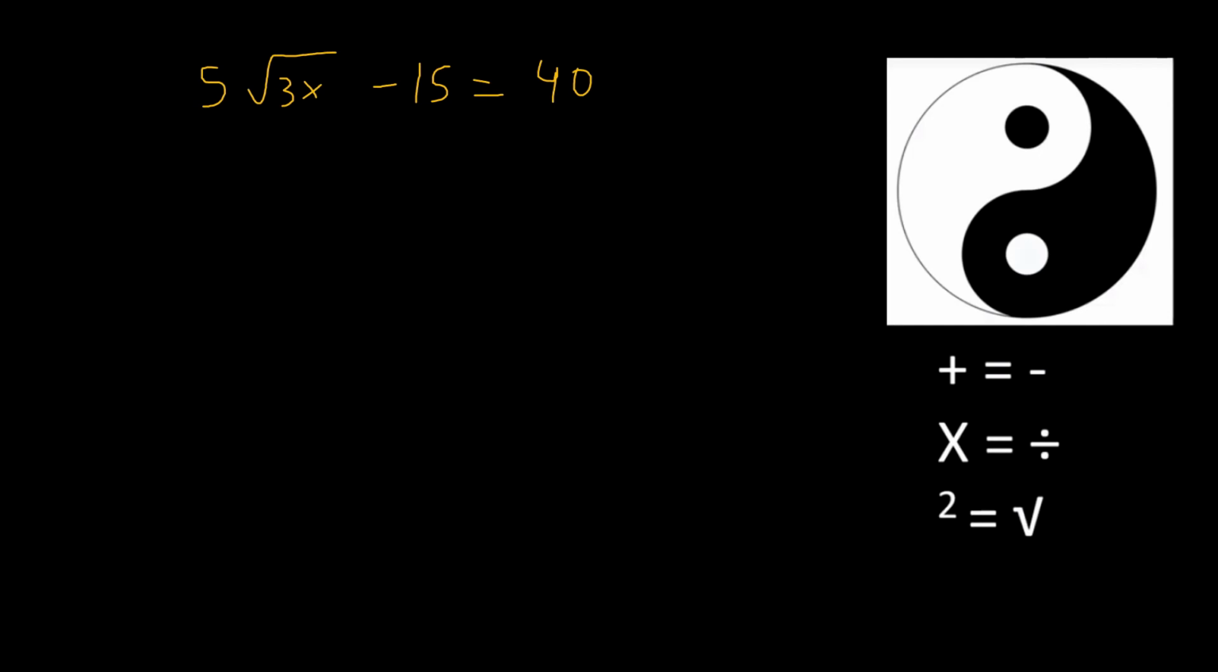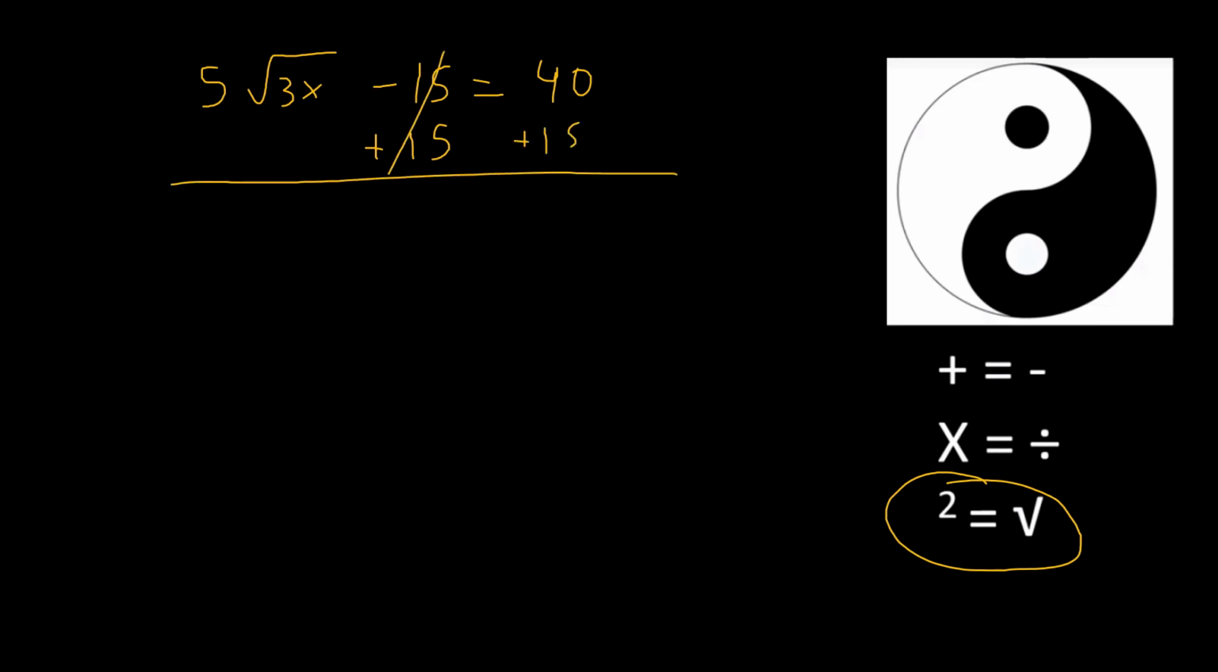Okay, so with this problem, it's the same idea, right? So if I see square root, I know the opposite is squared. So from here, what do I do first? Well, the first thing I want to do is add 15 first. When I add the 15, it becomes 55 equals 5 square root of 3x.